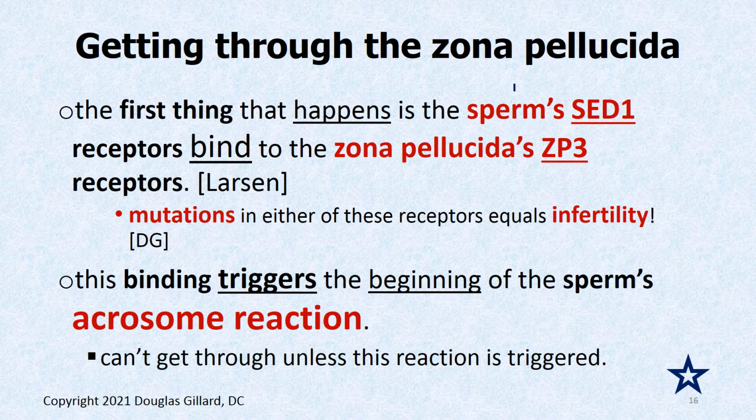Getting through the Zona Pellucida. So now what we have to attach here: the sperm has a SED1 protein, and it binds to the ZP3 protein. We said that. And again, if you have a mutation in any of the genes that make these things, you won't be able to get pregnant. So you can't have SED1 mutations or Zona Pellucida 3 mutations, or it's really, really tough to get pregnant. But the binding triggers something called the acrosome reaction.